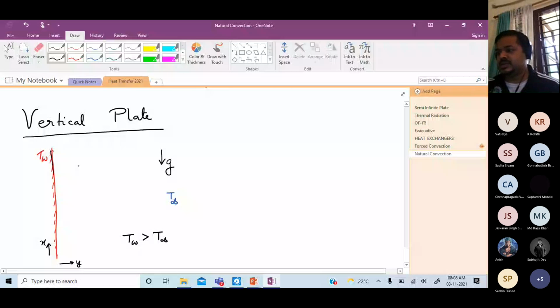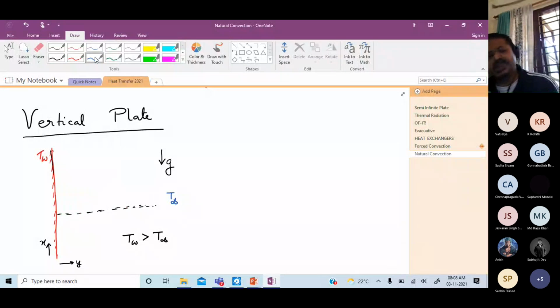Now what happens? Let me draw this line. The velocity at the wall has to be zero because it's a no slip boundary condition. As we move out, because of the buoyancy forces, we will have a certain finite velocity, and therefore the velocity in the x direction increases.